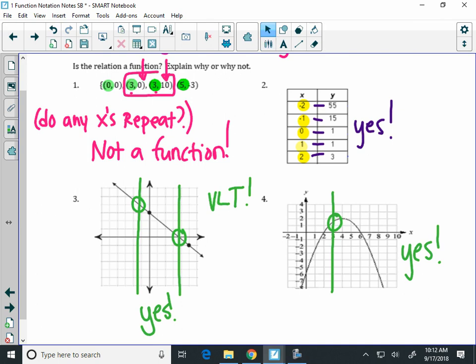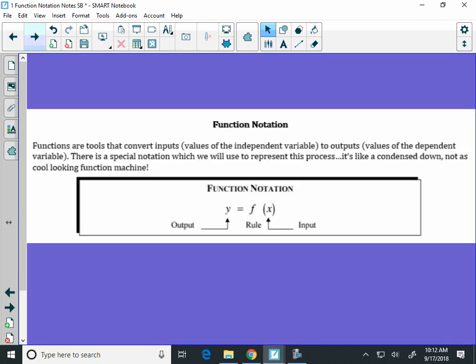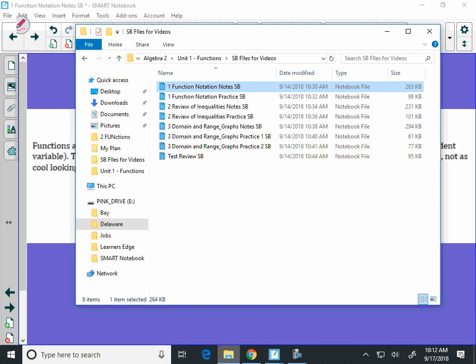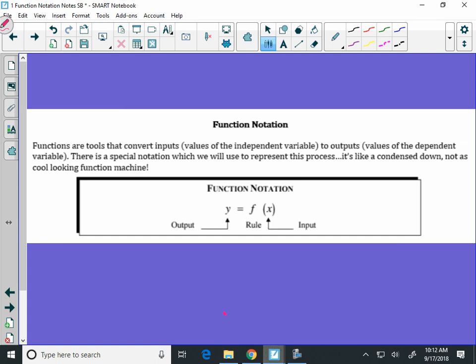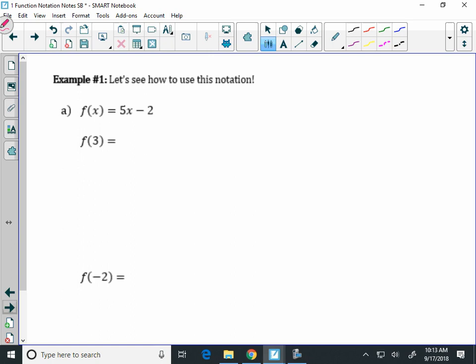All right, flip your paper over. Now let's talk about function notation. If we know how to tell if something's a function, then we can evaluate functions. So function notation looks like this. It is called f of x. Whatever is going to be inside the parentheses is always an x value. We're going to spend some time with that. And whatever the function equals is your y. So let's see how to use function notation.